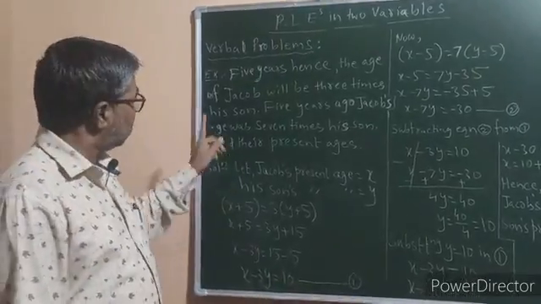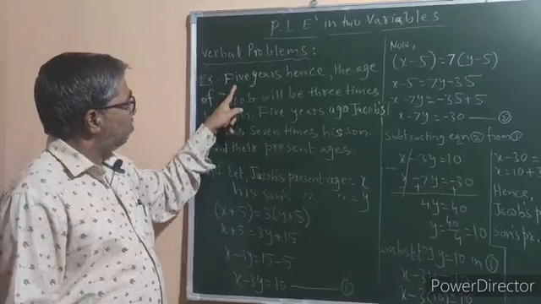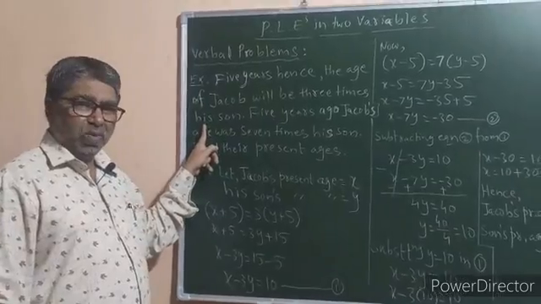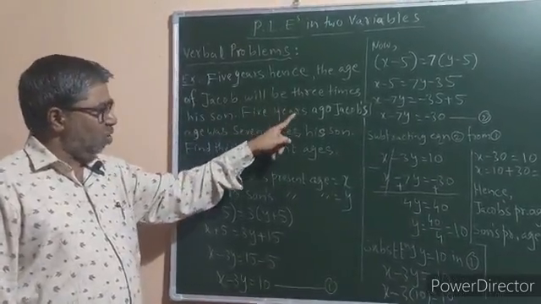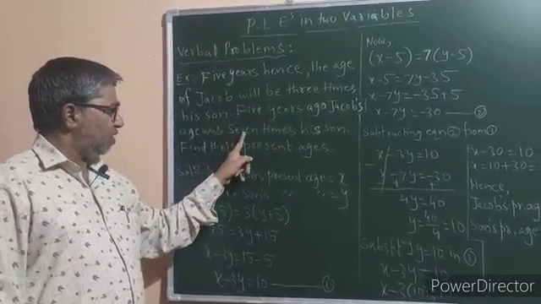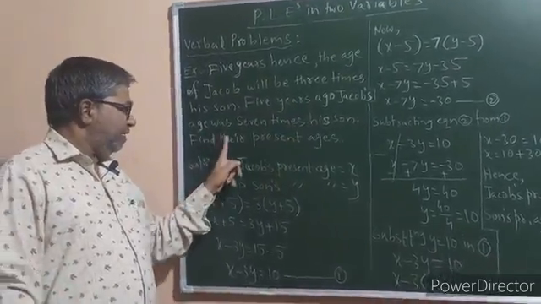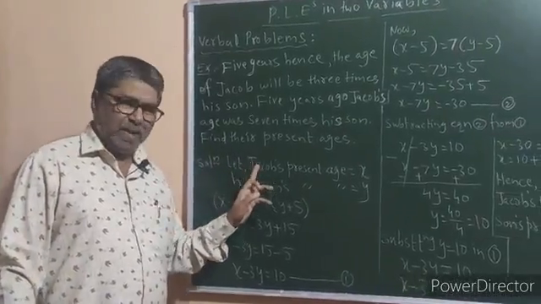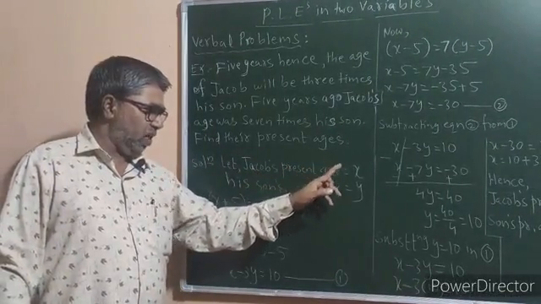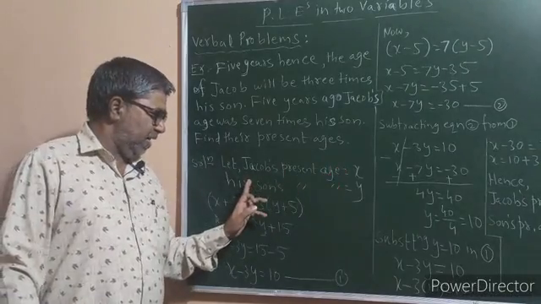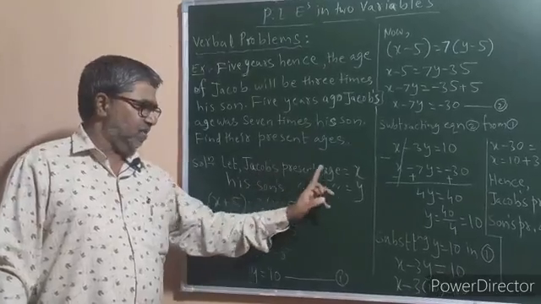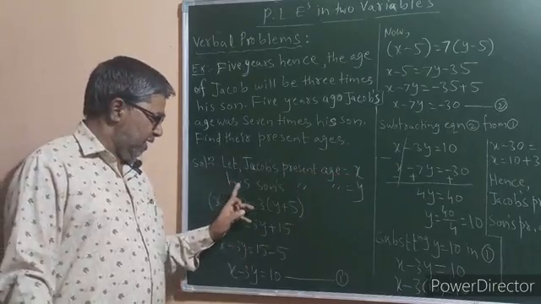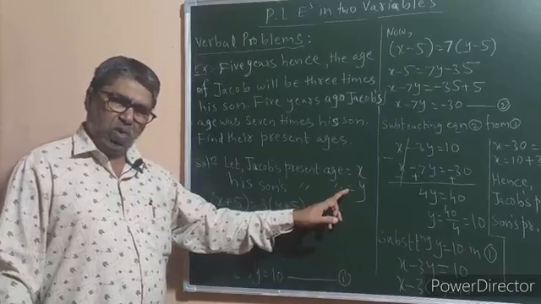equations in two variables. So today's first example is: 5 years hence the age of Jacob will be 3 times that of his son. 5 years ago Jacob's age was 7 times his son's. Find their present ages. So this is the example. Now let us consider the present age of Jacob as x years and that of his son as y years. Let Jacob's present age be x, his son's present age be y.